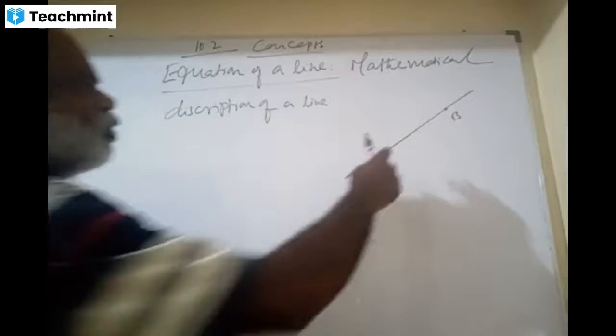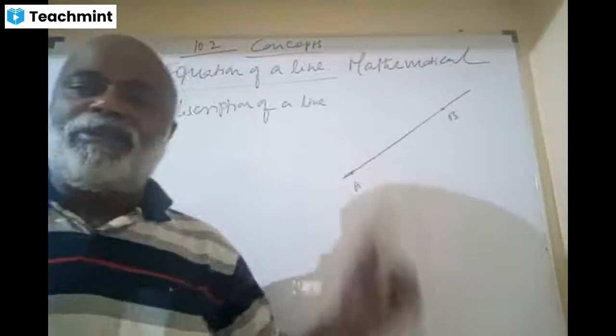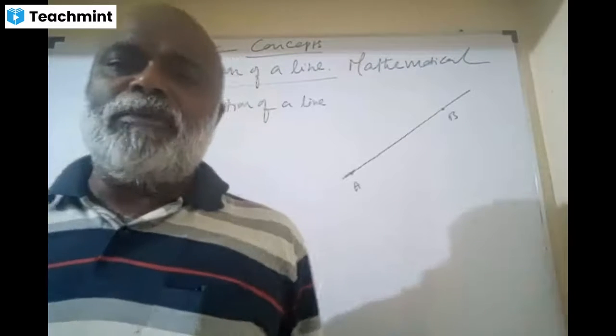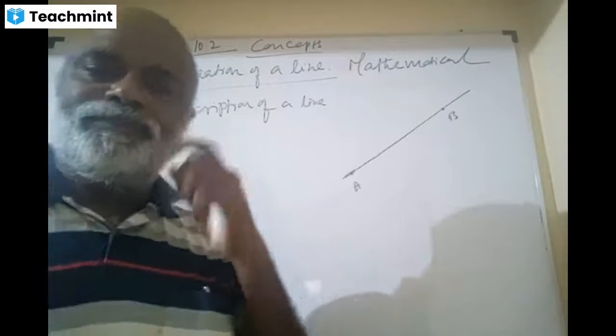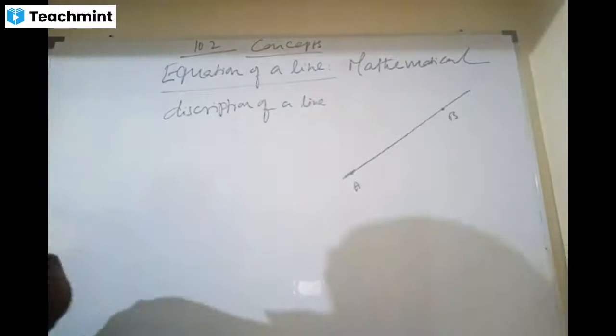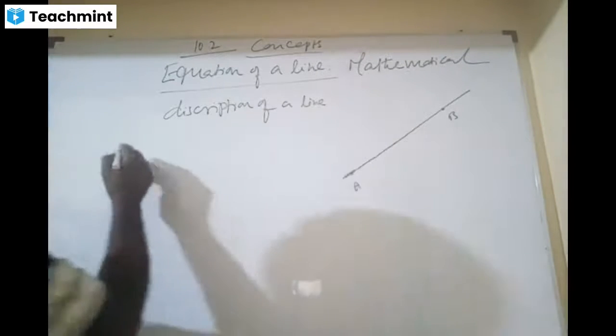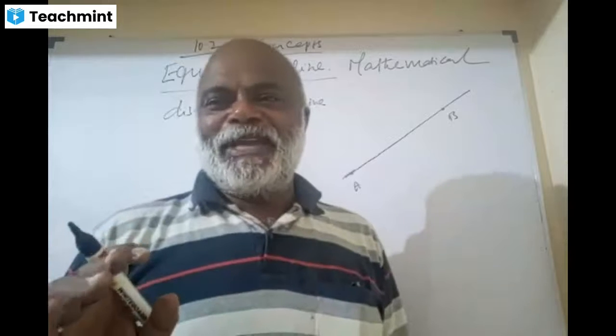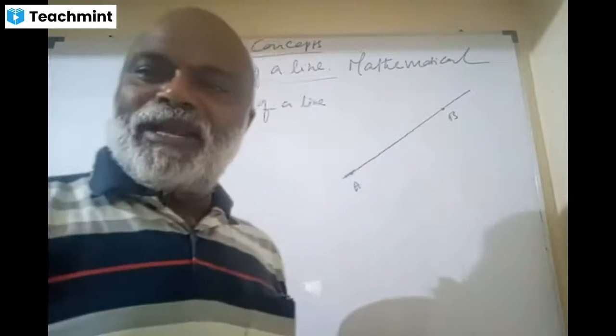So if 2 points are given, you can easily draw the line, and it is fully described. A line is drawn. This is one story. That's why you have the 2-point form of a straight line.